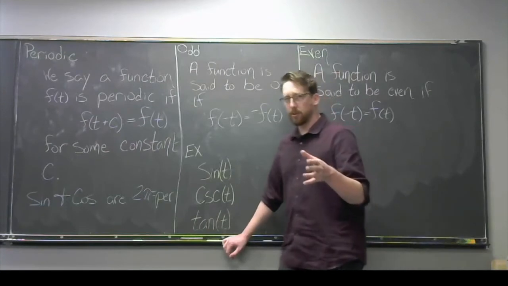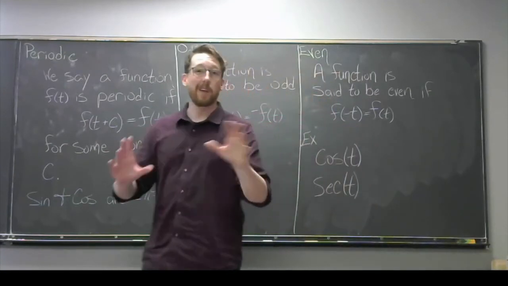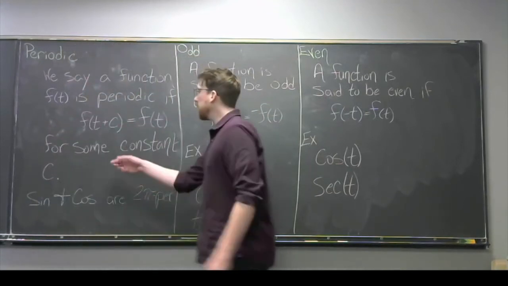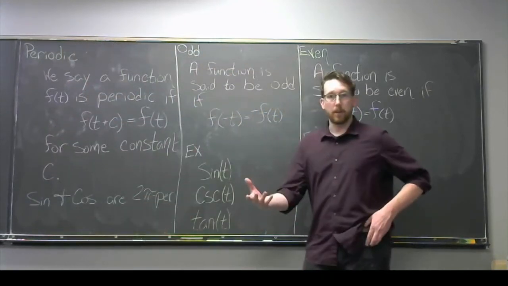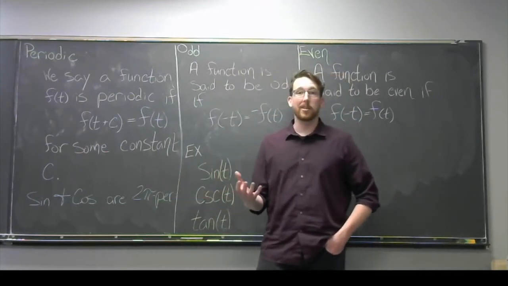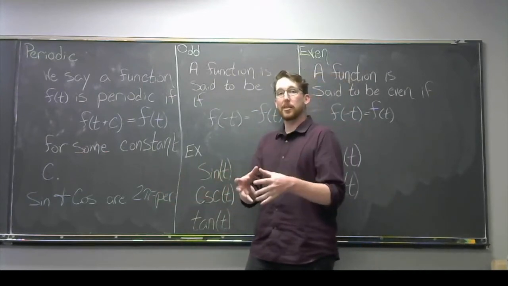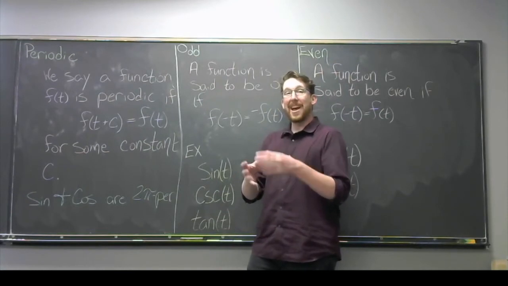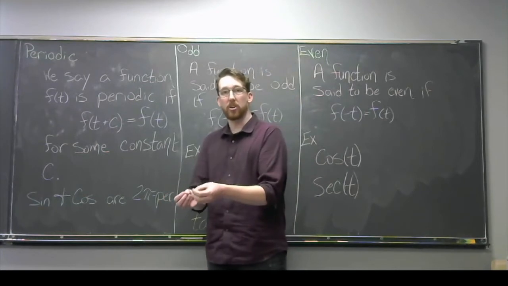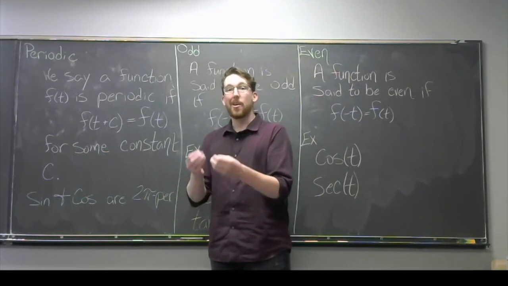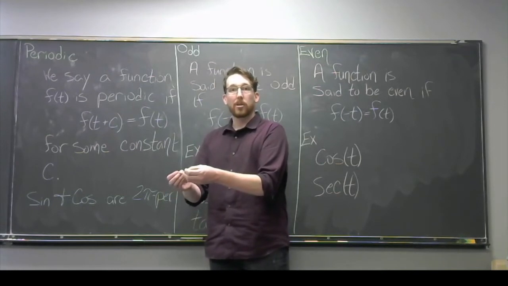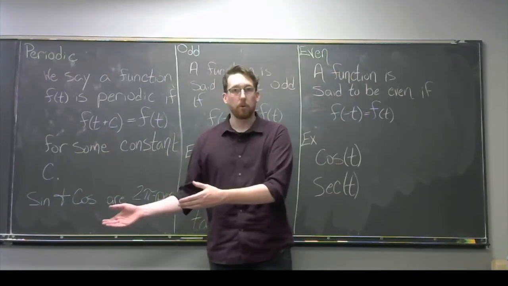Let's breeze through some quick definitions, because I know it's everybody's favorite, right? To start off with, let's look at this definition here of periodic. When we say a function is periodic, what we're saying is there exists this constant that whenever we add it to our variable and pass that through our function, it always comes out to be equivalent to if we had just passed the variable through our function.